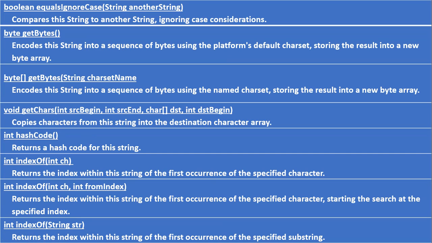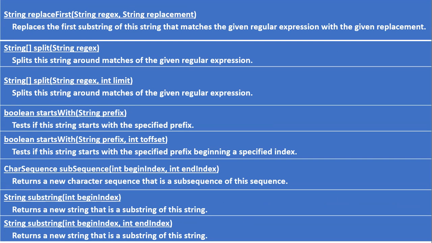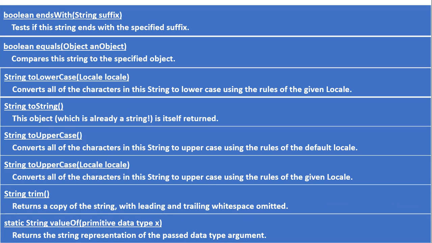Like this, equals, and equalsIgnoreCase, where both are treated the same ignoring case. Then getBytes, and hashCode returns the hash code related to that one. indexOf: if it is a string, we have to specify the index. Then replaceFirst, split the data, startsWith. So many methods are there.